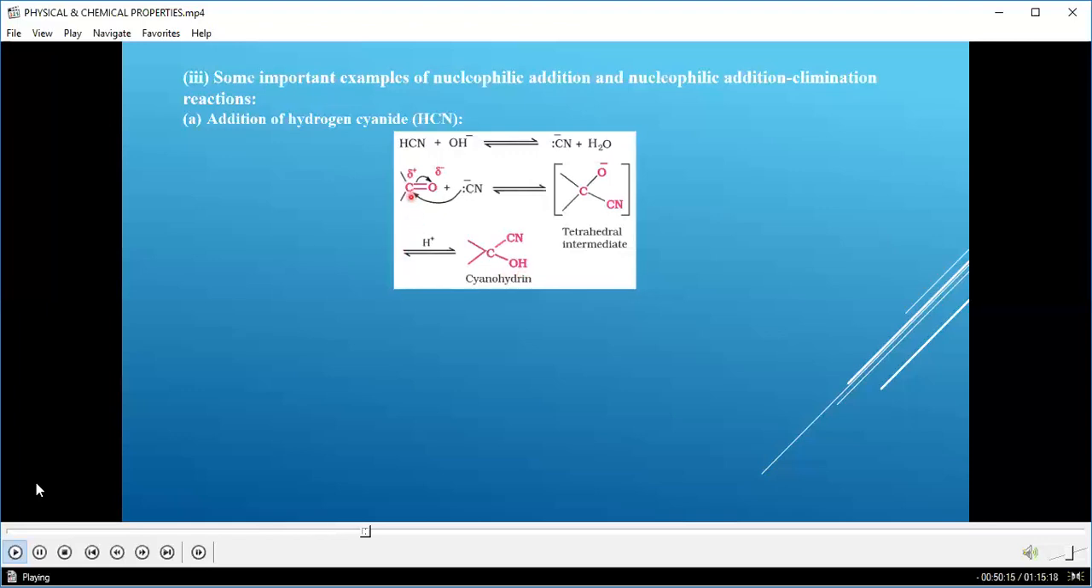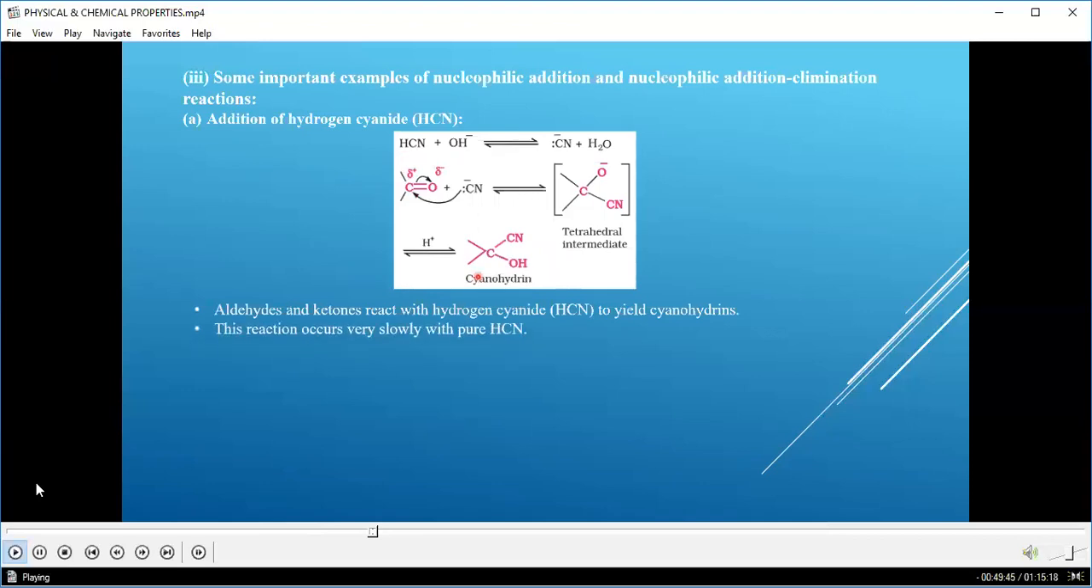Now, if you take any other example of an aldehyde or ketone, say the carbonyl group's valencies are satisfied by one H and another CH3, so it will become CH3CHO. Yes, it is acetaldehyde. So the name of the product here will be acetaldehyde cyanohydrin.